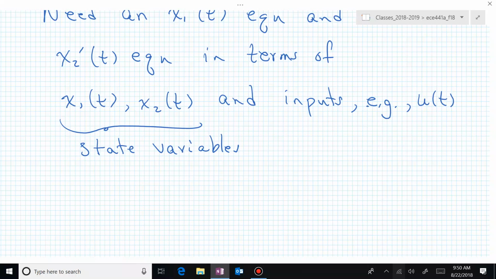We'll pick up at this point next time, but if you want, you can try to find on your own what is x1 prime and x2 prime in terms of x1, x2, and the inputs u.